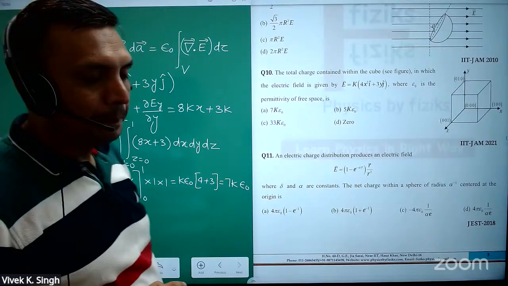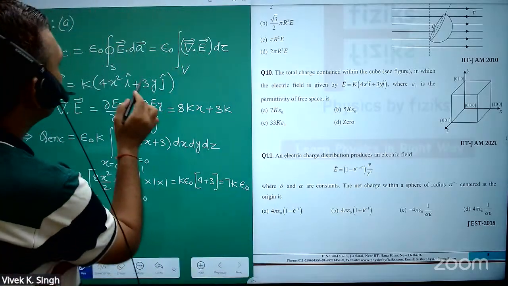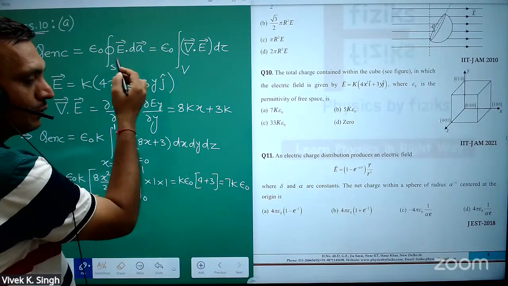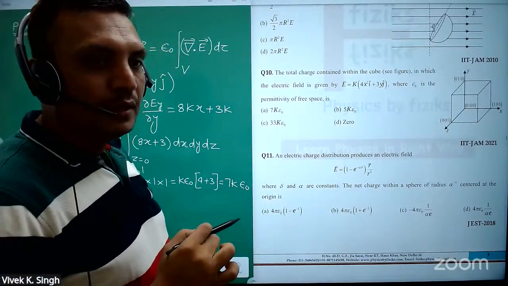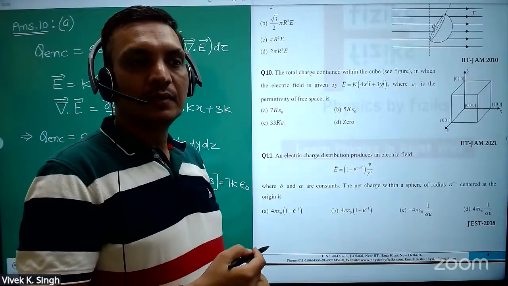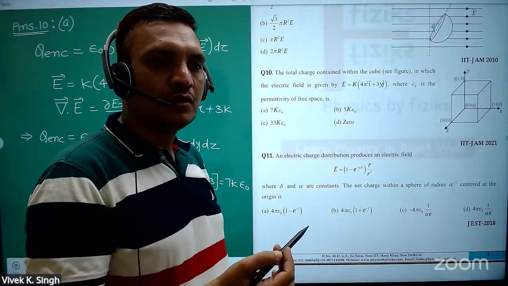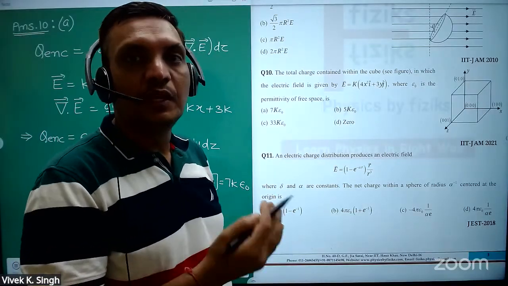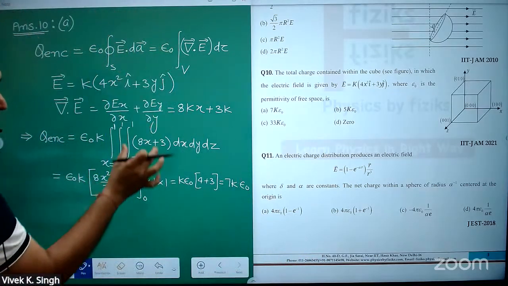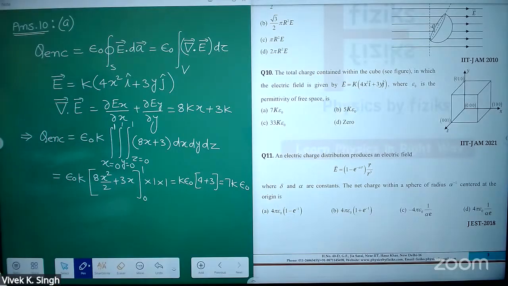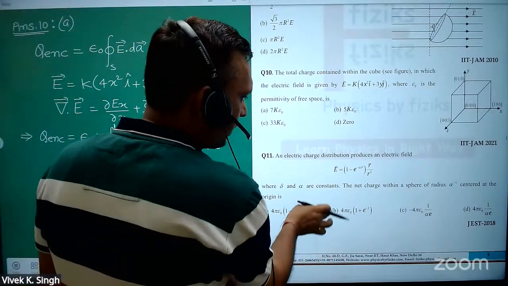So just see, you don't have to calculate E dot dA. Otherwise, you have to find E dot dA 6 times. So whenever you can apply the divergence theorem or Stokes theorem, you have to always see which side will give you the simplified calculation. Accordingly, you can simplify your calculation. Is it correct? Okay. Now see the next question.